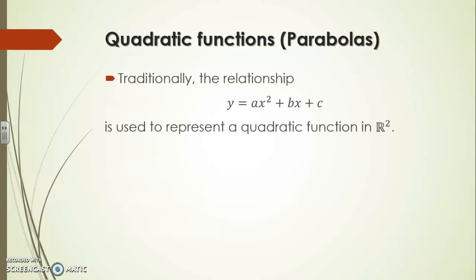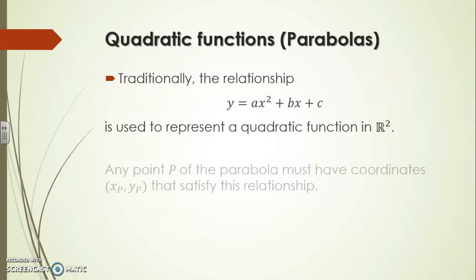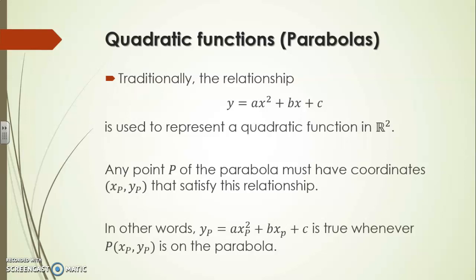Traditionally, the relationship y equals ax squared plus bx plus c is used to represent a quadratic function in R2. Any point P of the parabola must have coordinates xp, yp that satisfy this relationship. In other words, if you replace x by xp and y by yp in the equation, you must get a true equality.